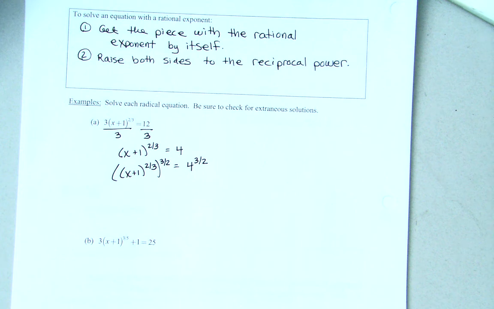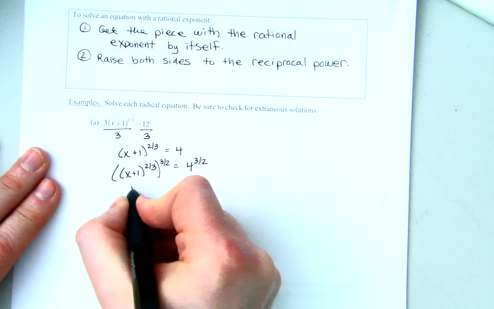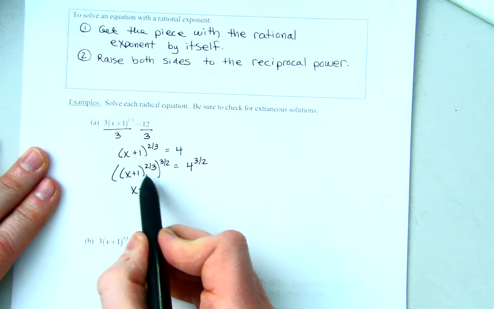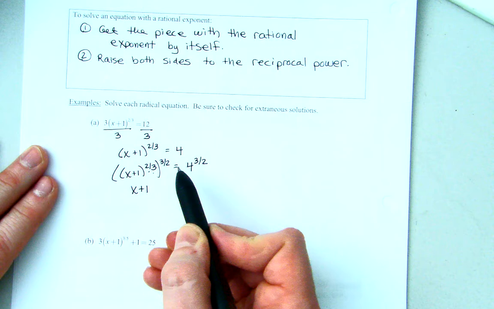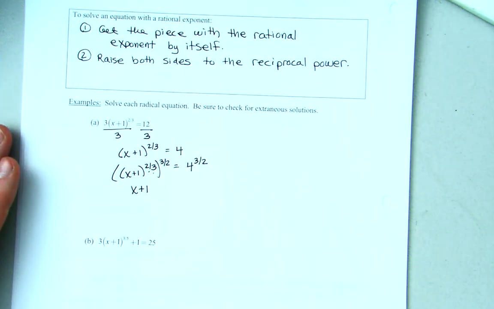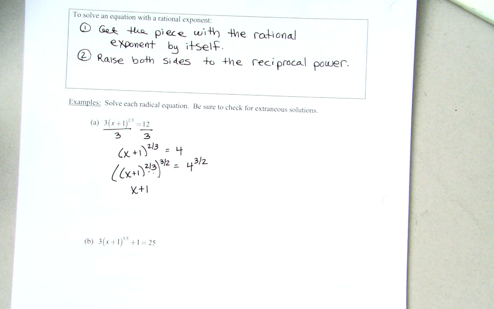Here's the point. On the left side, I get x plus 1 raised to the, when you do power to a power, what do you do to them? Add them, multiply them? Multiply. What's 2/3 times 3/2? 6/6, which is 1. We were able to cancel out that power. That was the whole point of that.